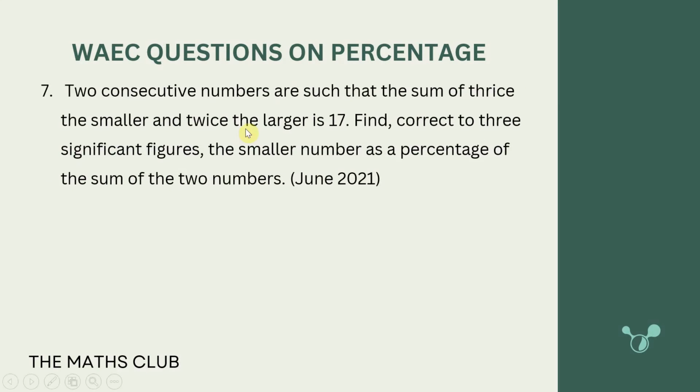Great. Next one says that 2 consecutive numbers are such that the sum of thrice the smaller and twice the larger is 17. Find, correct to 3 significant figures, the smaller number as a percentage of the sum of the 2 numbers. I want you to pause the video and try this out yourself. Welcome back. Let's solve it together.